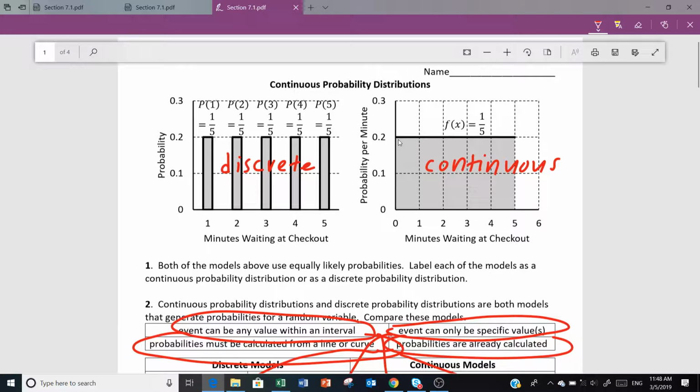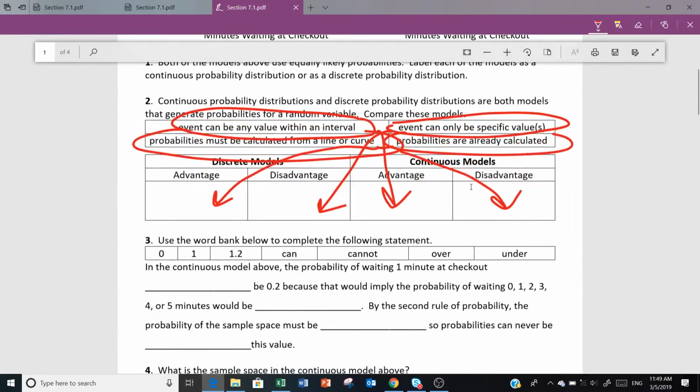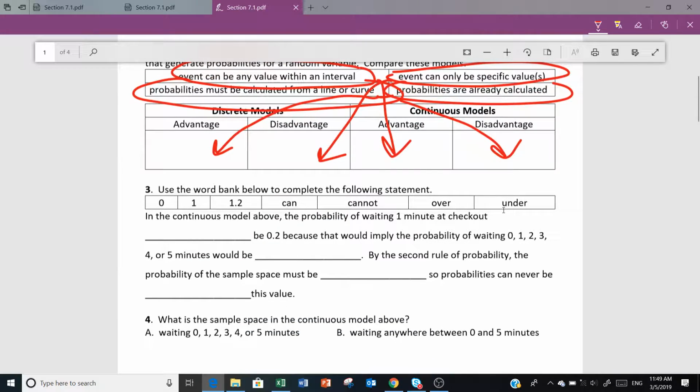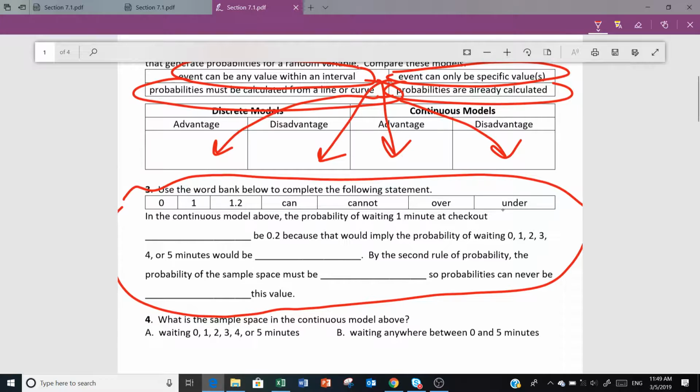Do you remember lines? y equals 1/5, y equals mx plus b, y equals 3x plus 2. In this case, it's just 1/5, a nice line there. So we're going to talk about how to use that line to calculate the probabilities. But first, let's see if we can figure out some additional information about that by answering question 3. So in groups of 2, let's see if we can put some of those words into the boxes.